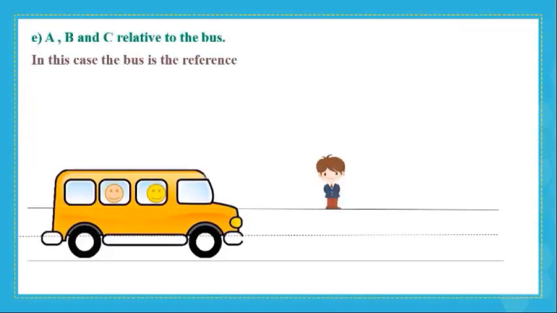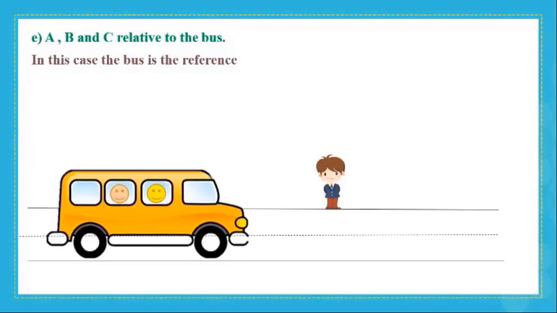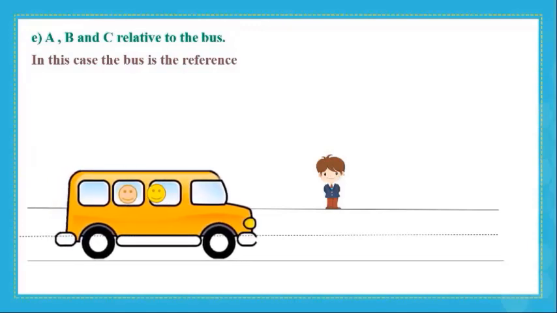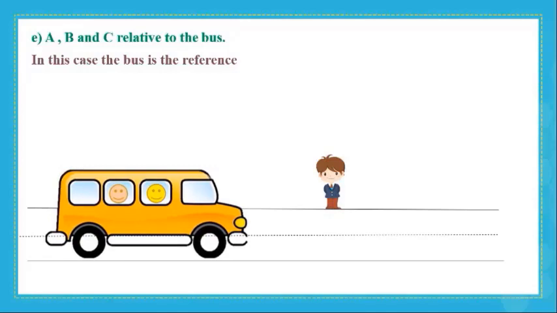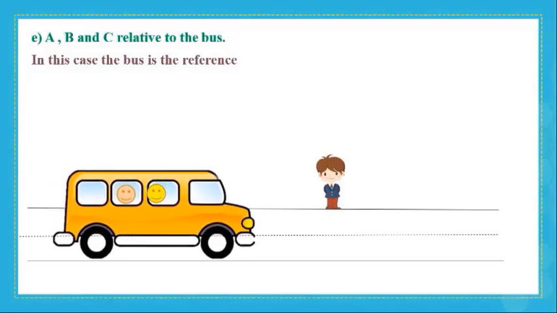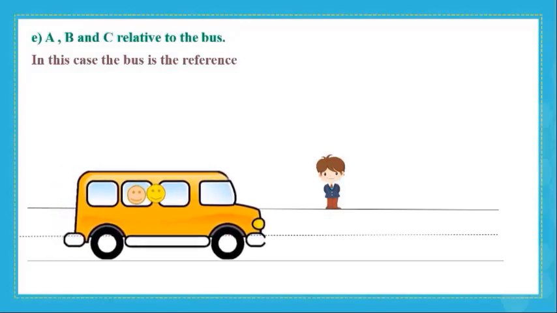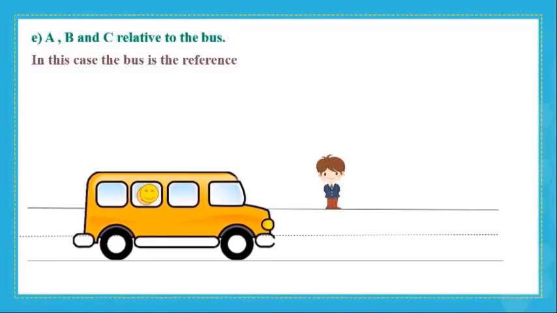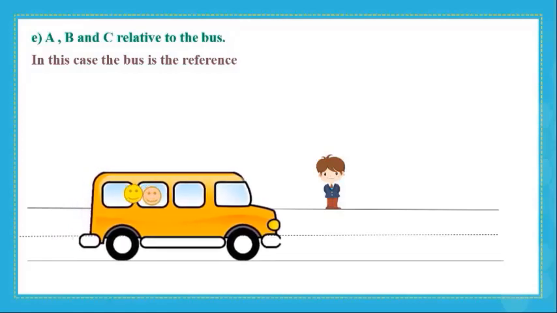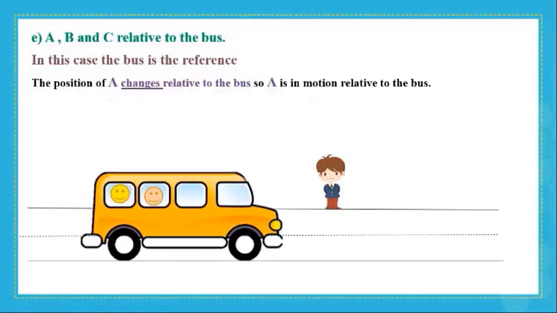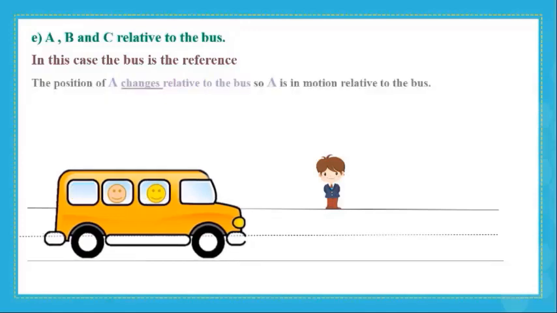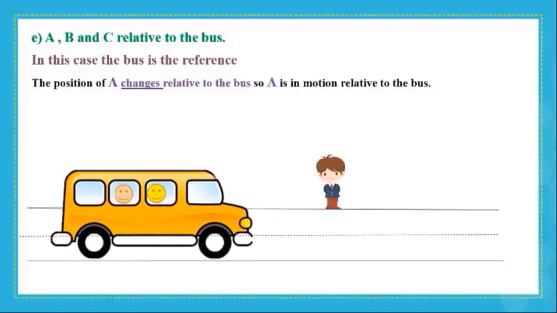Part E. Describe the motion of A, B, and C relative to the bus. The bus is the reference. A is standing on the road. The bus is getting closer to A. The position of A is changing relative to the bus. A is in motion relative to the bus.